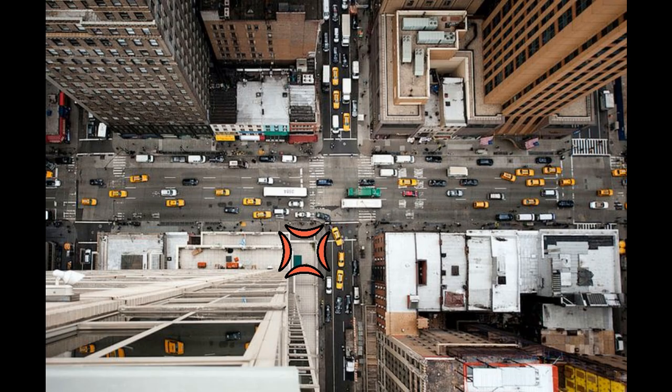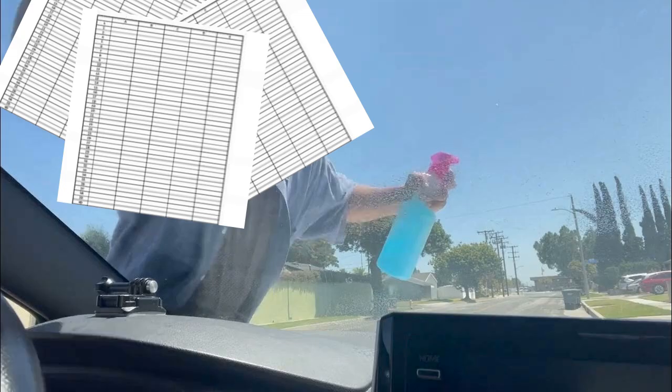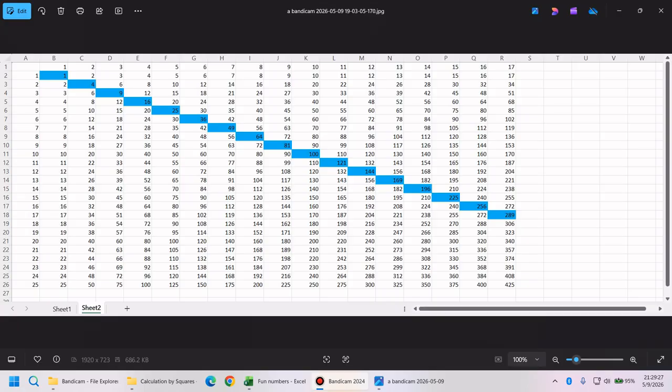That place where I jump on the hood of your car and wipe down your windows with spreadsheets. Today we are going to talk about multiplications. As you can see, here's a basic times table.